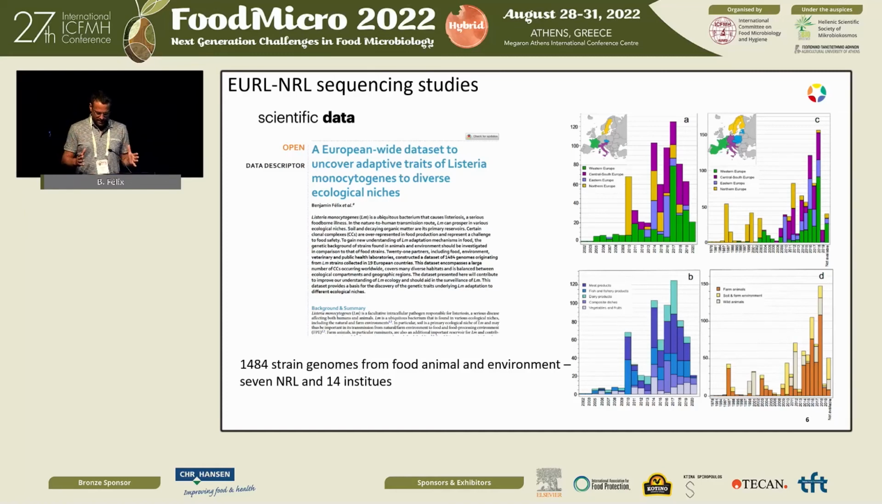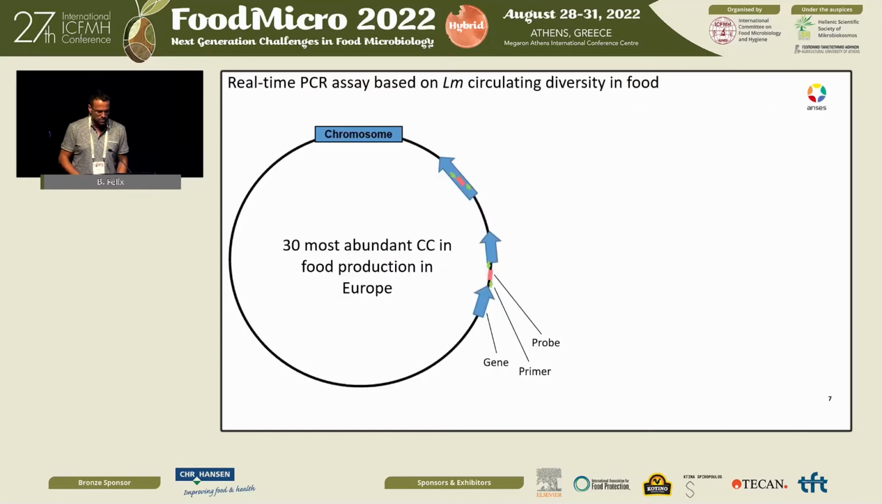Based on this large dataset, we started when we defined which clonal complexes should be targeted by the method, because we cannot target all the clonal complexes. There is nearly 200 at the moment. So we decided to target 30 clonal complexes, which are representative of 90 to 95% of the circulating Listeria in food. So it's based on the literature we produced previously. And to target these clonal complexes, we designed 40 primers and probes.